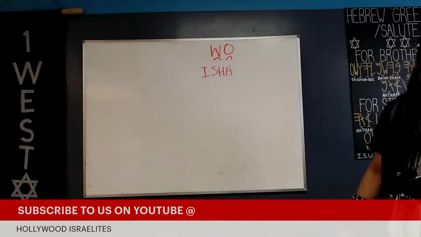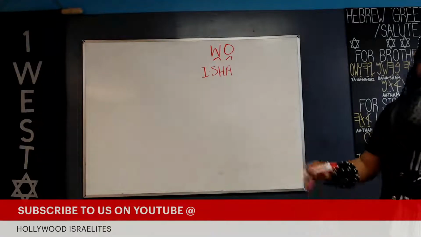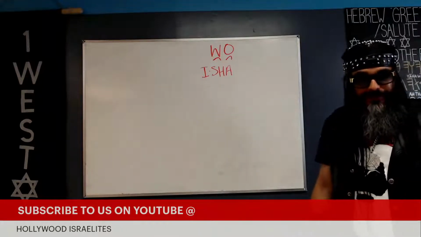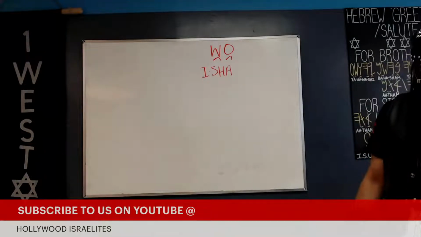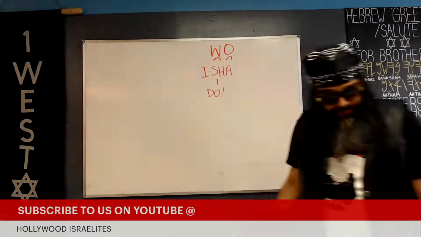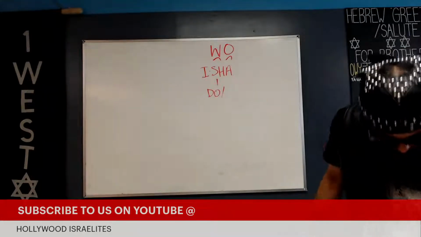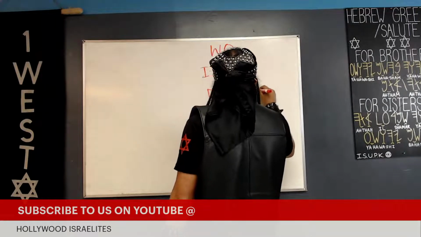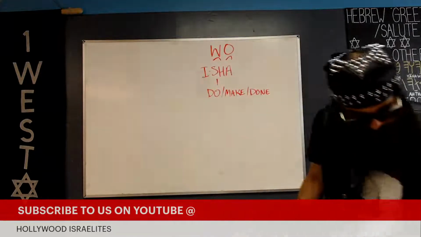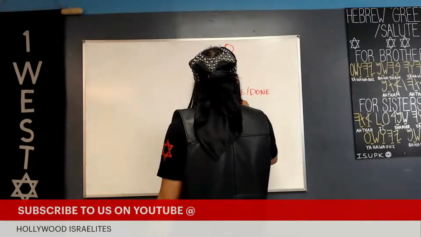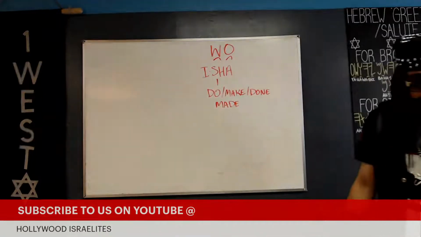Another, if you want to put this on your notes, haya is also be, exist, or is. You will put that on your notes. So haya also can be exist or is. Aisha is do. Make. Done. Or made. Right?